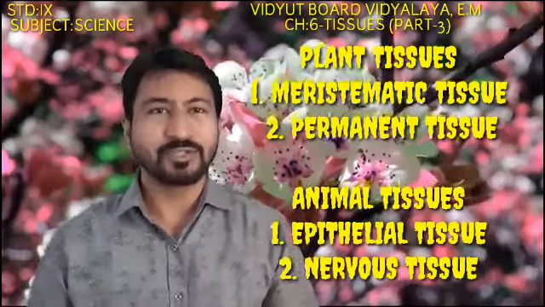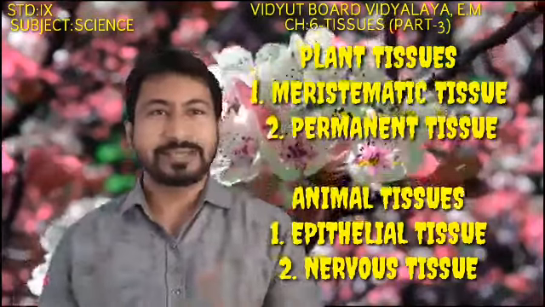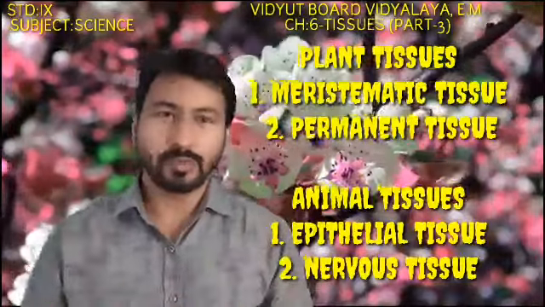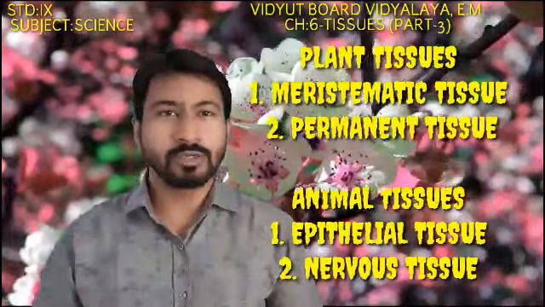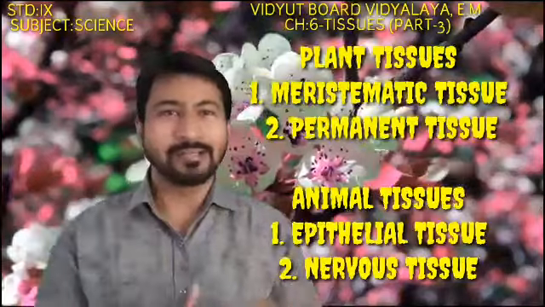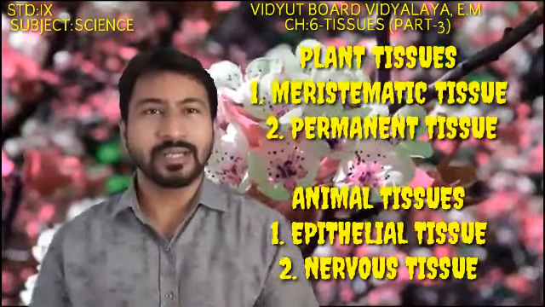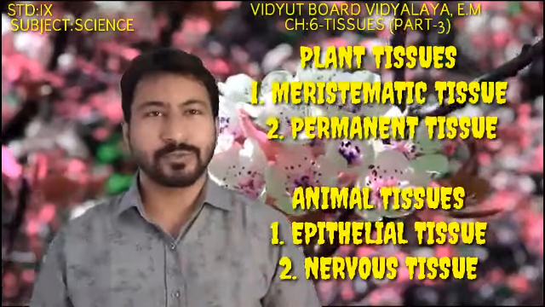Well, up till now we have discussed very well about the plant tissues, the meristematic and the permanent tissues and their various subtopics. Further on, we went on into the animal tissues and there we dealt with the epithelial tissue and the nervous tissue. Now today our main focus of attention is the connective tissue and the muscular tissue.